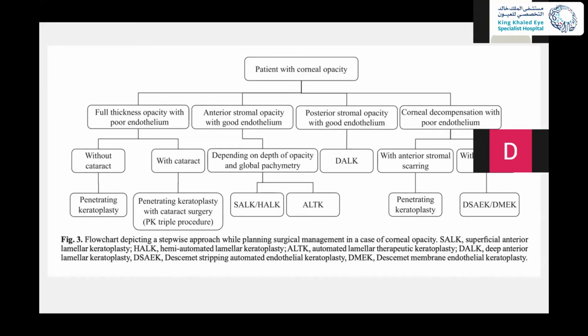In cases of anterior stromal opacity with good endothelium, depending on the depth of the opacity, one can plan either superficial anterior lamellar keratoplasty. And this procedure is actually not frequently done nowadays with the use of PTK and laser machines that can treat opacities up to 50 or even more microns of the anterior cornea, or deep anterior lamellar keratoplasty, which is the most commonly performed anterior lamellar keratoplasty nowadays.